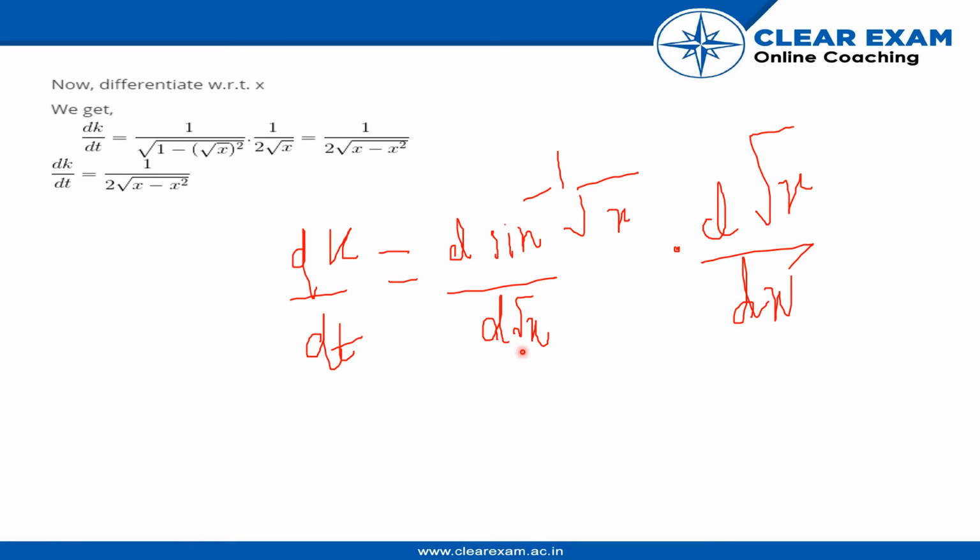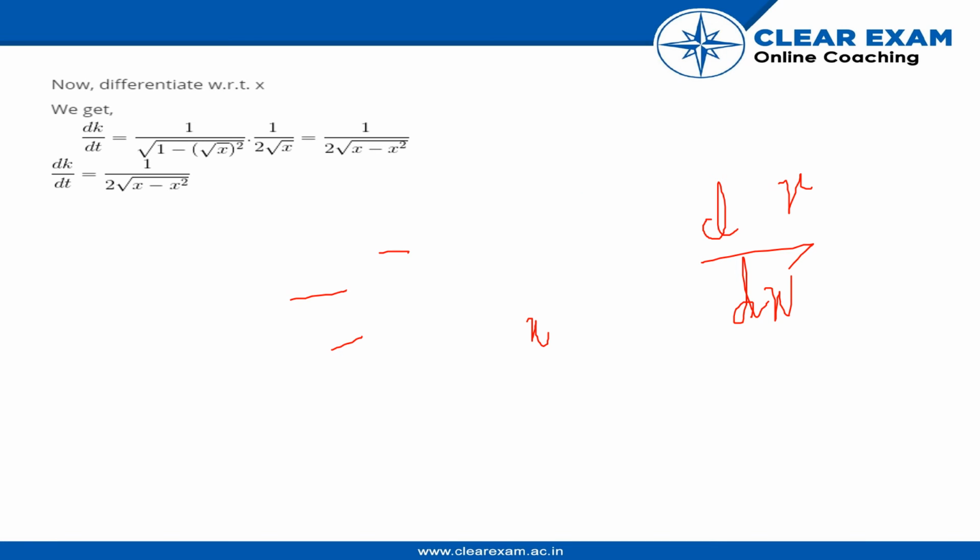d/d(√x) of sin⁻¹(√x) is 1 upon under root 1 minus (√x) square, into d/dx of √x, which is 1 by 2√x, which equals 1 by 2 under root x minus x square. Hence dk/dx = 1 by 2 under root x minus x square.